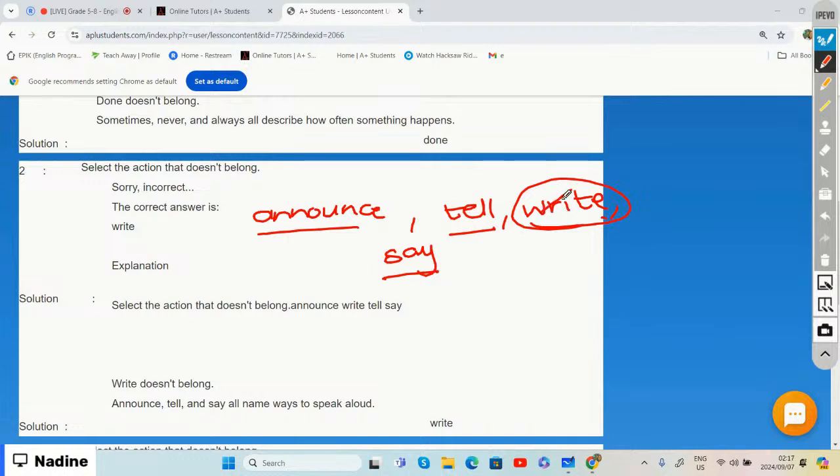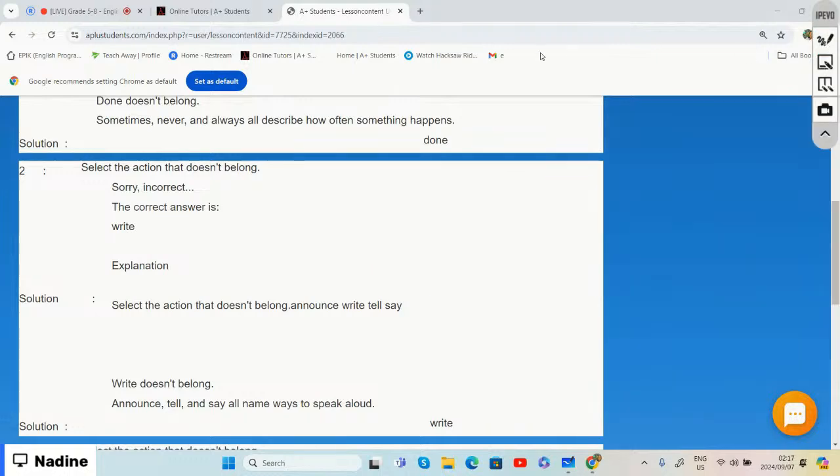Write is something totally different. Write is where you are jotting certain things down, right? So write is not where you are saying something, but where you are writing something down on a paper, right? It's not saying something out loud. Someone needs to read that in order for them to know what you're writing. So well done. Announce, tell, and say are the words that are related to one another, whereas write is something different. Write doesn't belong.